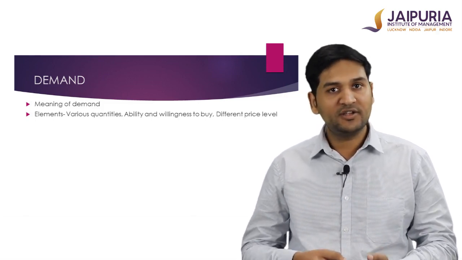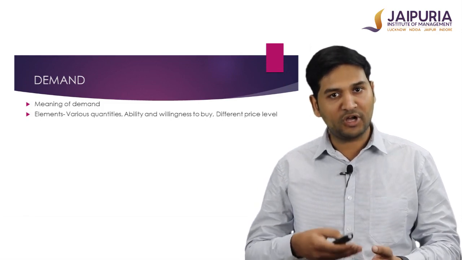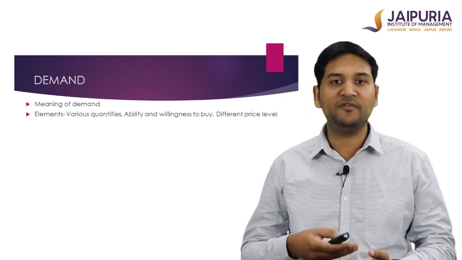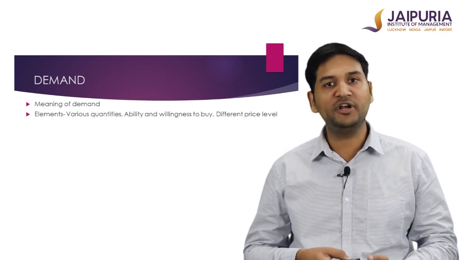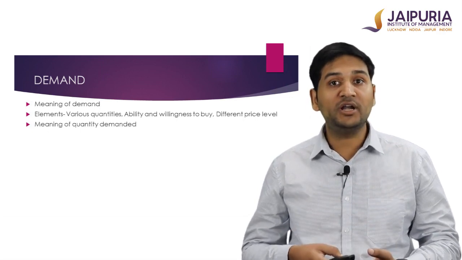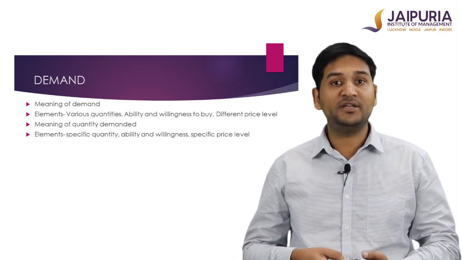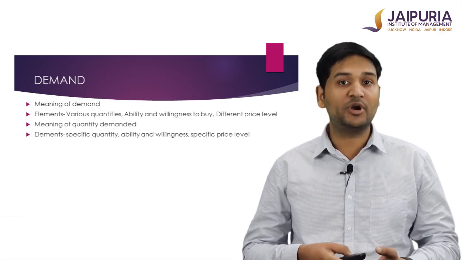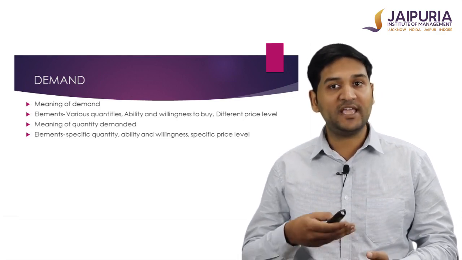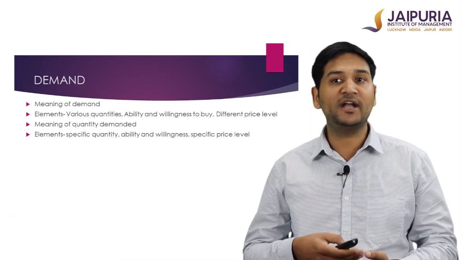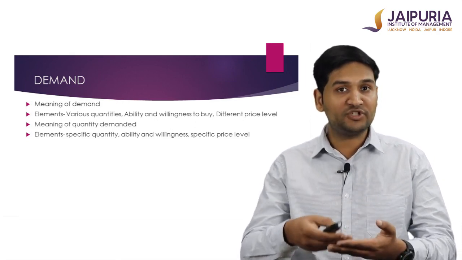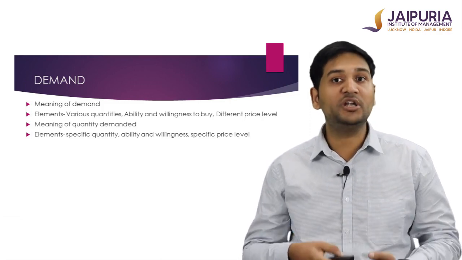So demand is various quantities of a commodity which a consumer is able and willing to buy at different price levels. Now, what is quantity demanded? Quantity demanded is the specific quantity of a commodity which a consumer is able and willing to buy at a specific price level. Now, what is the difference between demand and quantity demanded?